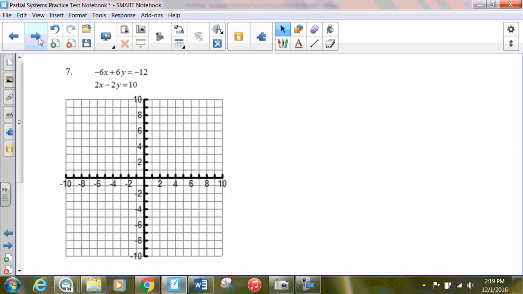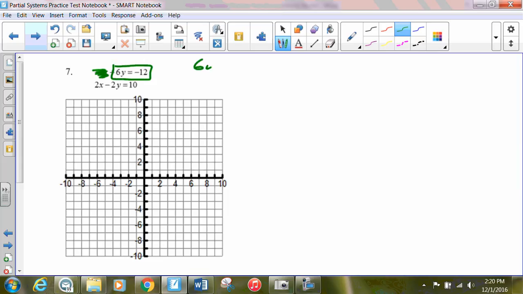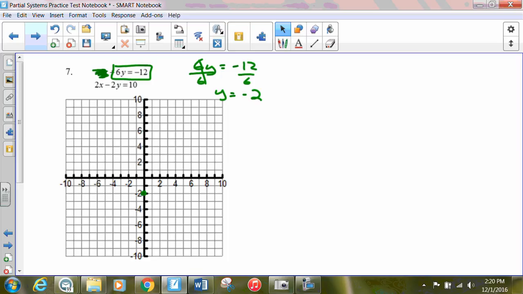Okay, and so here we're going to do what we call the cover-up method. The cover-up method basically says if we cover this up and just look at what's left, we would have 6y equals -12. We would divide by 6, and we'd see that y is equal to -2. Since it says y equals -2, we'd go to the y-axis and put a dot on -2. That's one of the dots for the line.